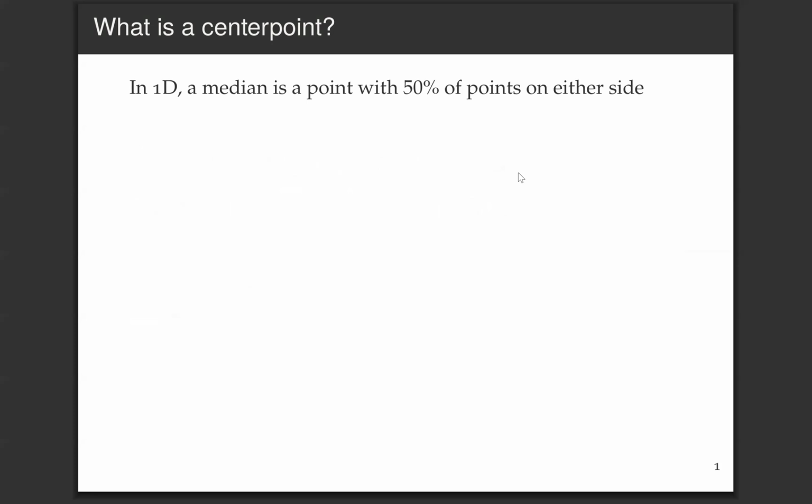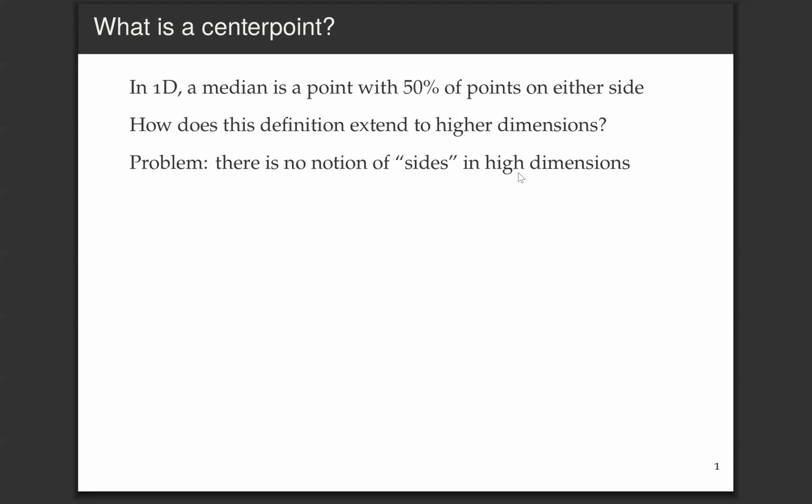And in one dimension, the definition of a median is quite simple. It's simply going to be the point with 50% of the points on either side of it. Now, you can ask how such a definition is going to extend to higher dimensions. And now an immediate problem presents itself. There is no notion of sides in higher dimensions.